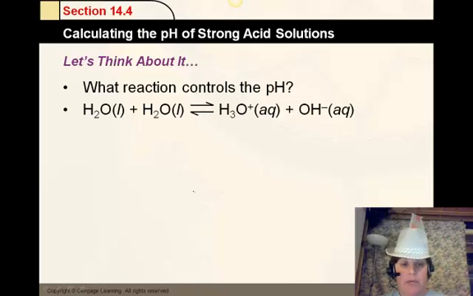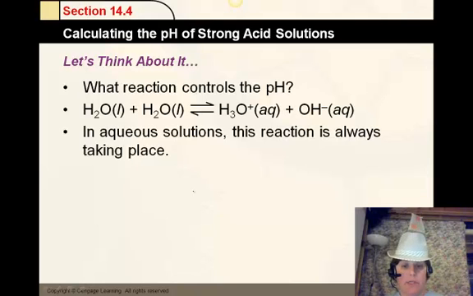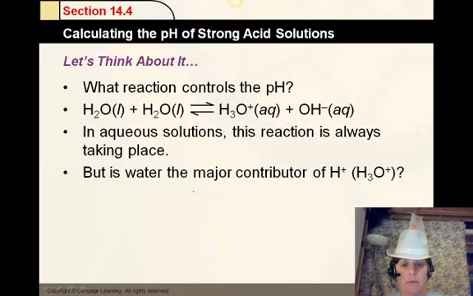because what controls the pH? Here's the self-ionization of water, and in aqueous solutions, this reaction always takes place with all reactions. But what's the major contributor of hydrogen ions? Of course, it's the nitric acid. So in that case, we just take the negative log of the hydrogen ion concentration from several slides ago, and we get 1.82.